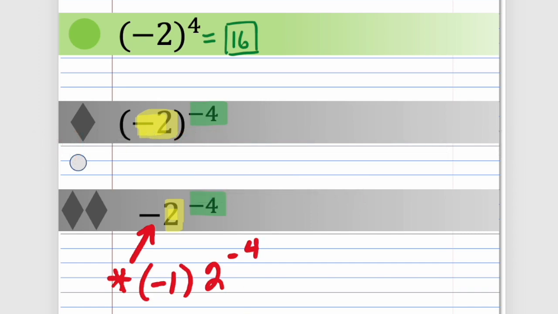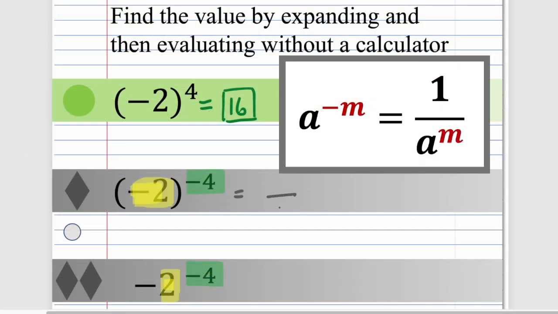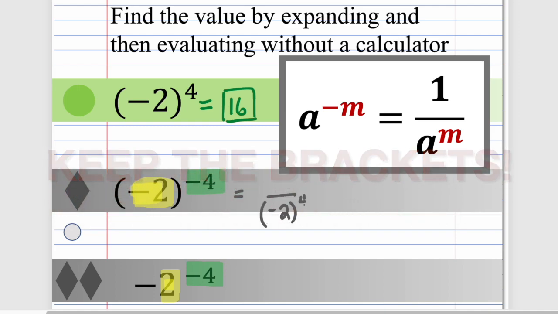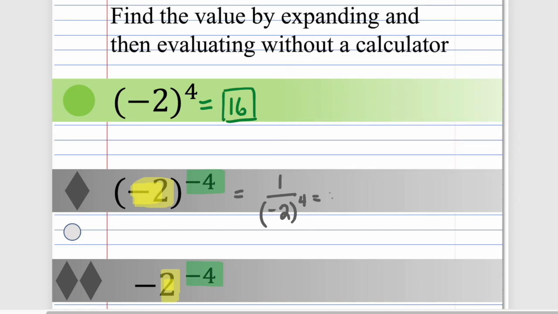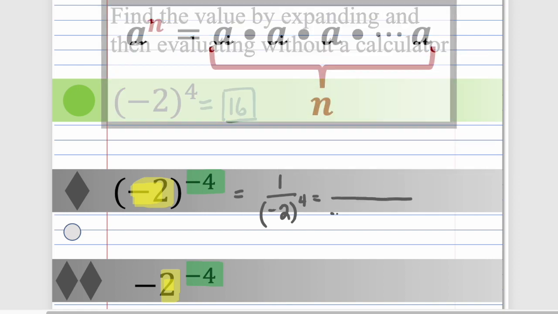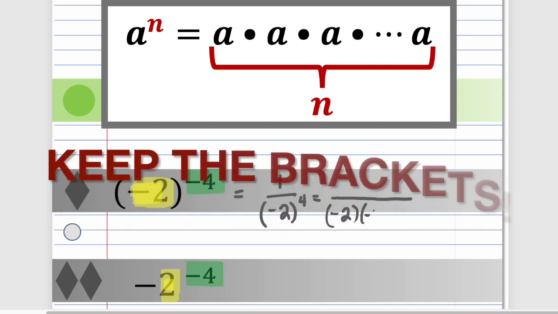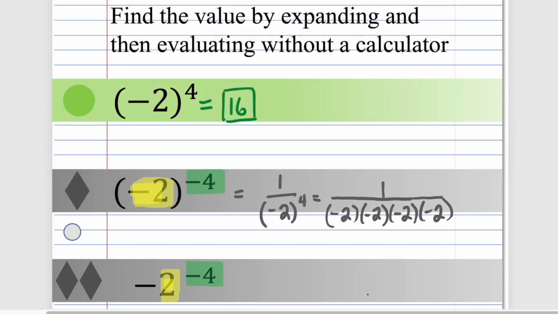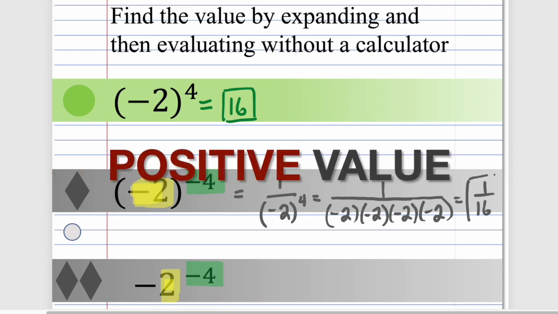Be careful. We'll move the -2 down and change the exponent to a positive, and the numerator gets a 1. And now we can expand. It's a negative 2 times a negative 2 times a negative 2 times a negative 2 with the 1 on the top in the numerator, which equals 1 over 16.